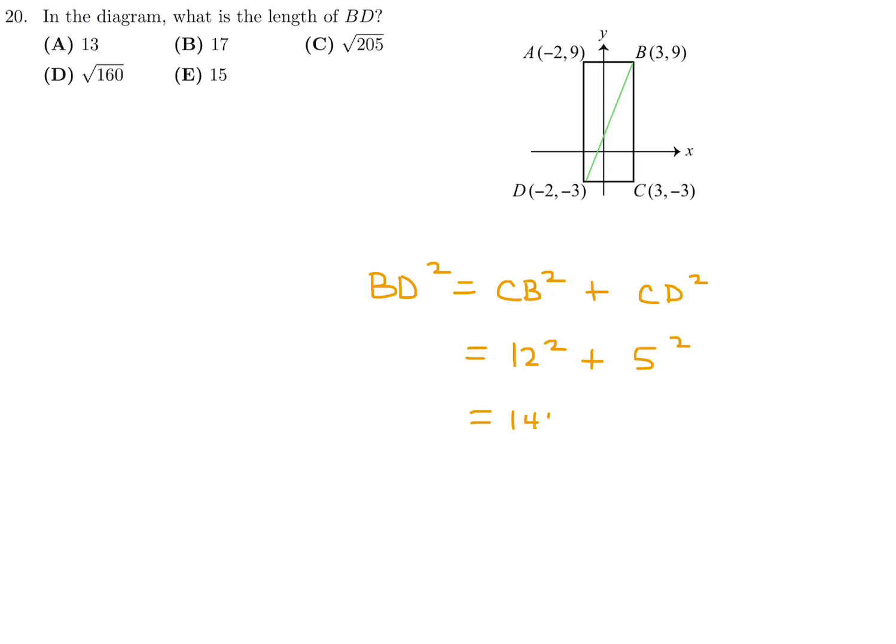Okay, this is 144 plus 25, which is 169. Take the square root, and BD is equal to 13. So number 20, the answer is A.